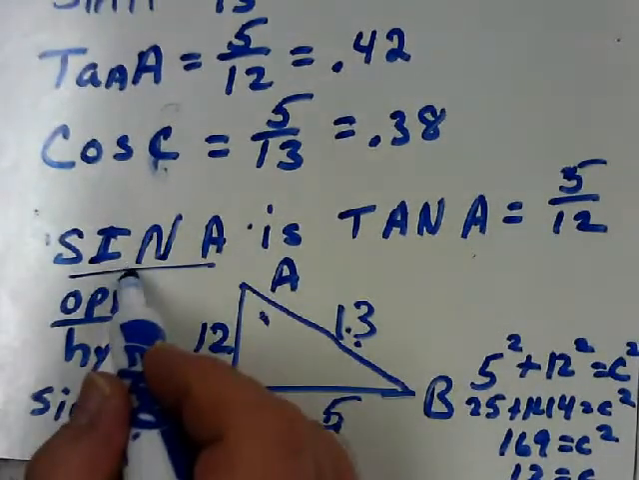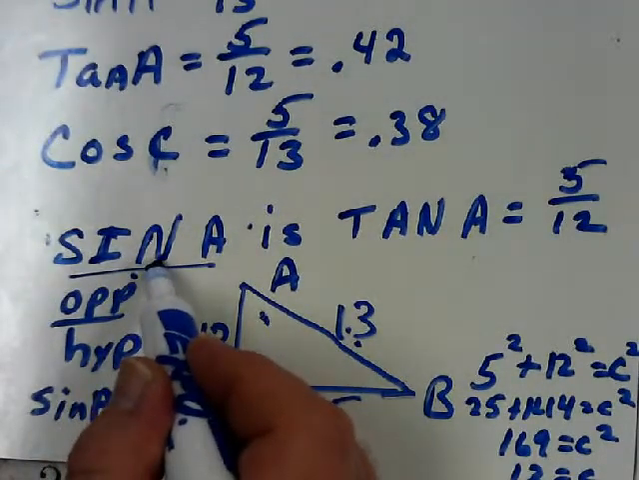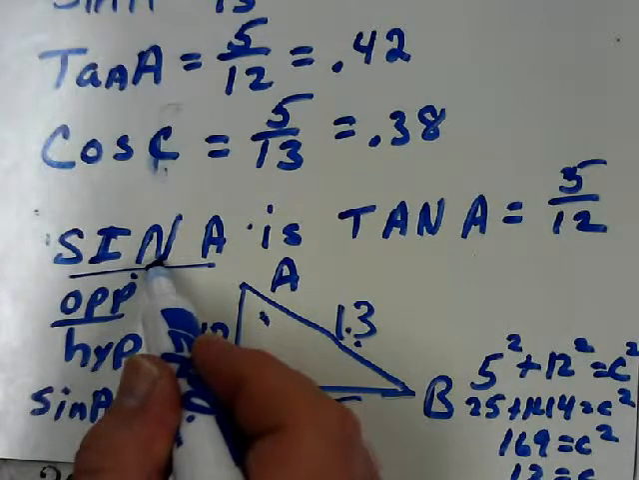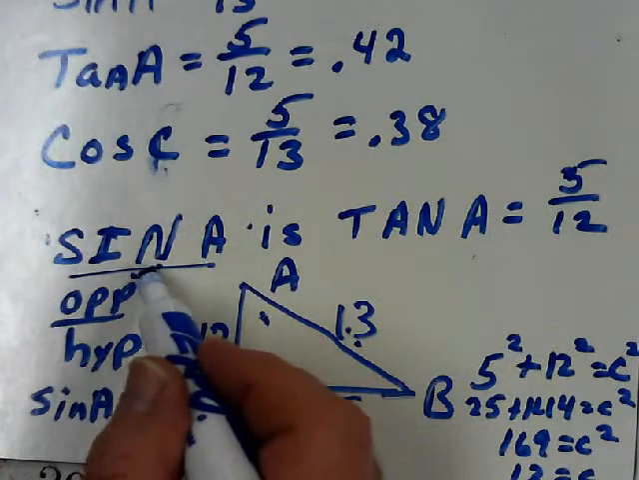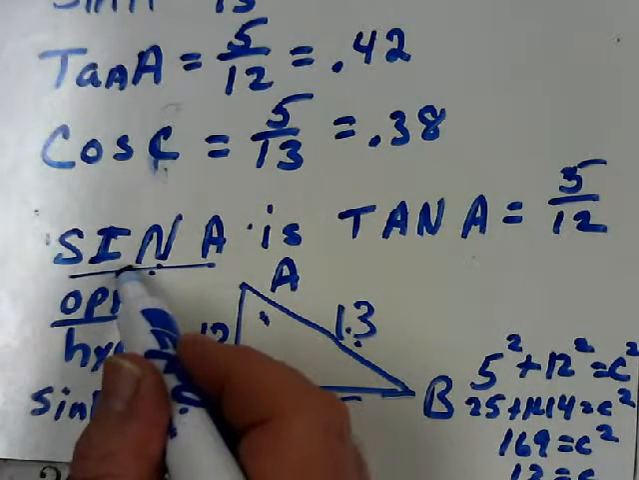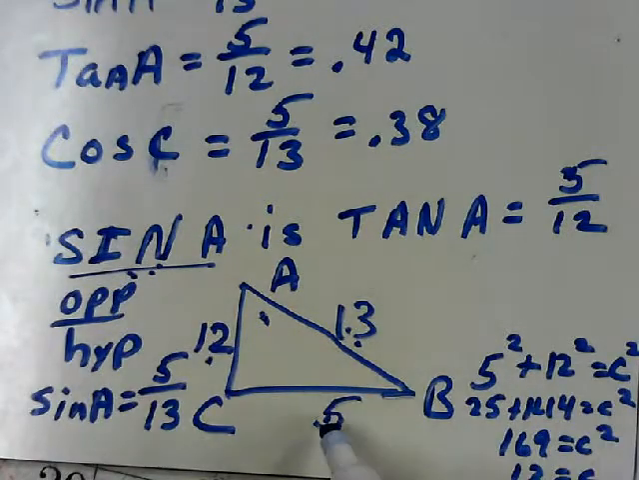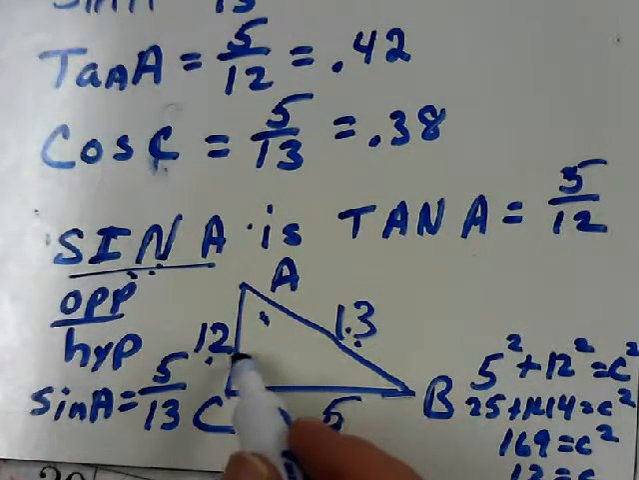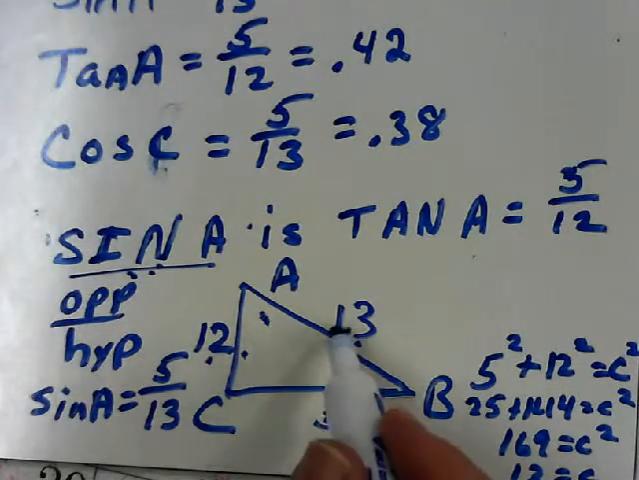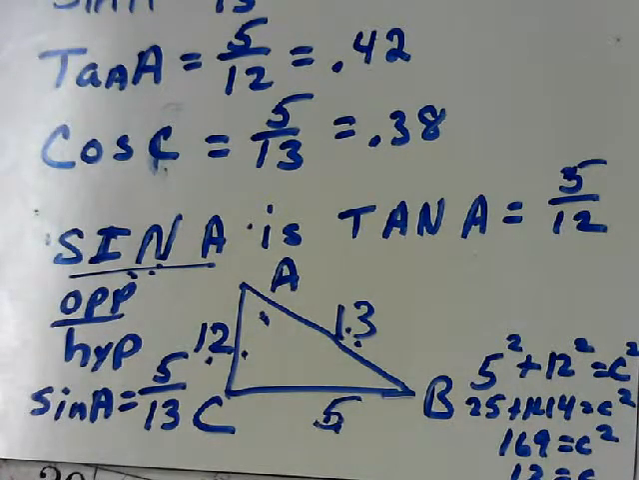Could I have made a statement here, can I find the cosine of A? Instead of sine of A, could I have found the cosine of A? In this case, it would have been 12 over 13. Okay? We all right with that?